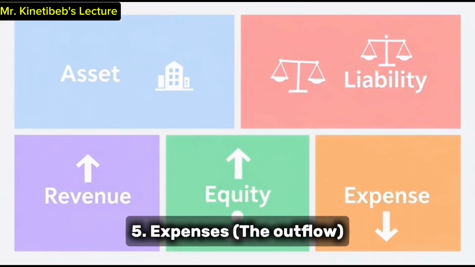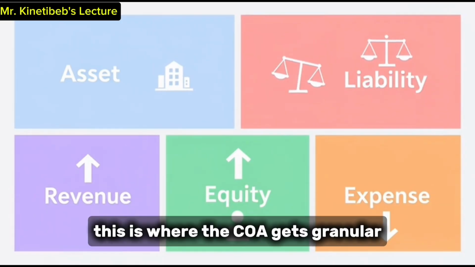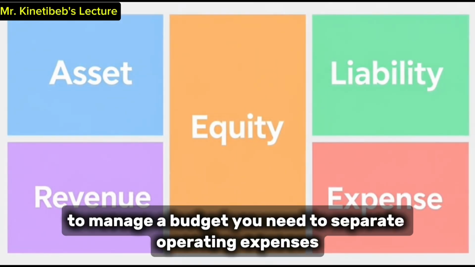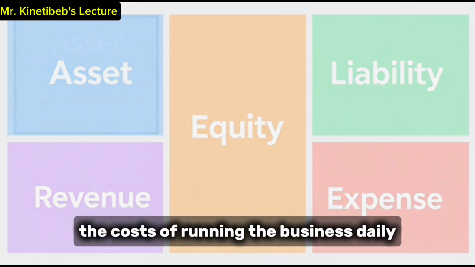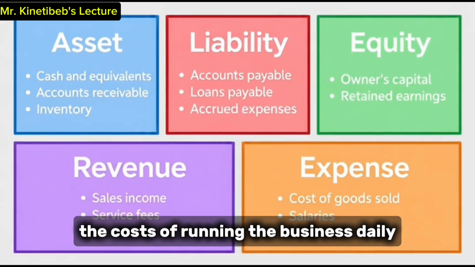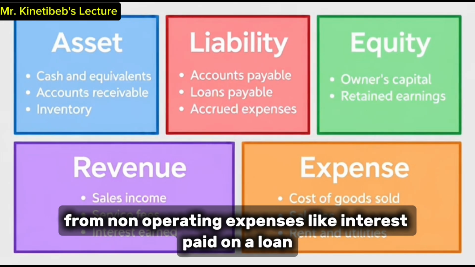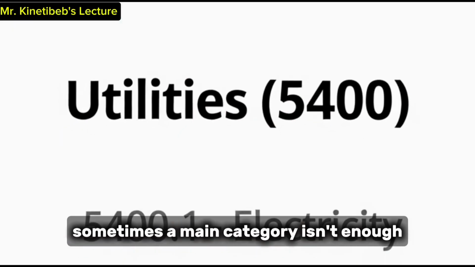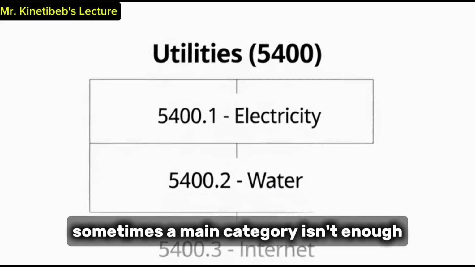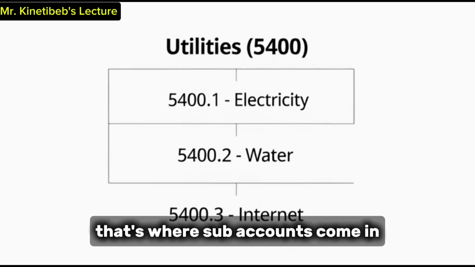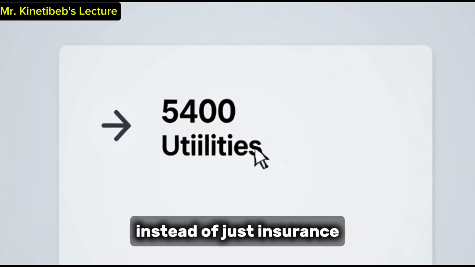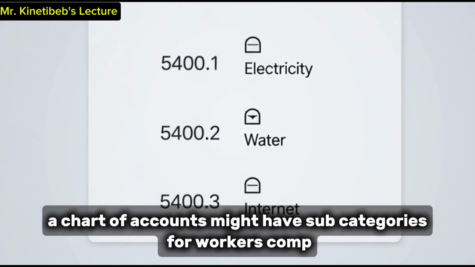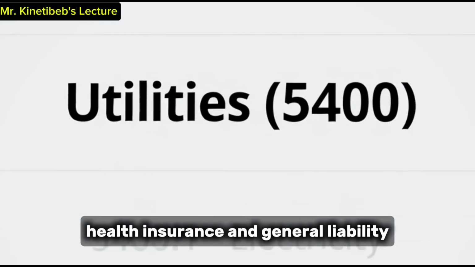5. Expenses, the outflow. This is where the COA gets granular. To manage a budget, you need to separate operating expenses, the costs of running the business daily, from non-operating expenses, like interest paid on a loan. Sometimes, a main category isn't enough. That's where sub-accounts come in. Instead of just insurance, a chart of accounts might have subcategories for workers' comp, health insurance, and general liability.